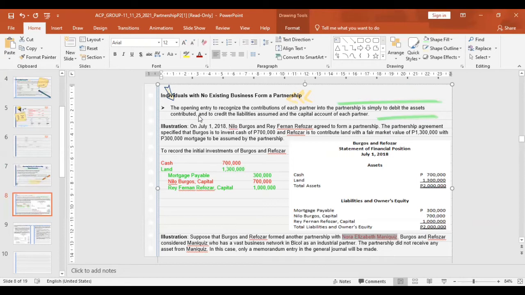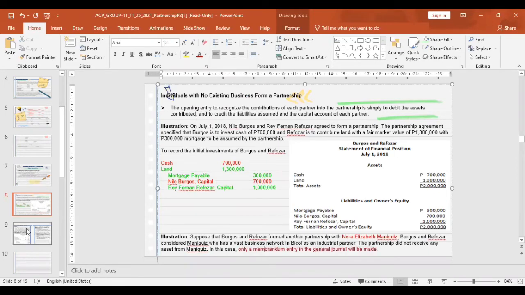Kasi nga 'di ba, wala na nga siyang sweldo na hinihingi dun sa mga skills na binigay niya, maglo-loss pa siya, 'di ba? Ayun. Pero yun nga lang, wala din siyang matatanggap if ever. Yun nga, if ganon, memorandum entry lang ilalagay niyo sa general journal. So hindi na siya magaganito kasi wala naman siyang kinontribute na pera or asset. Tanging skills lang niya yung ibibigay niya. So in that case, only memorandum entry lang ang ilalagay.